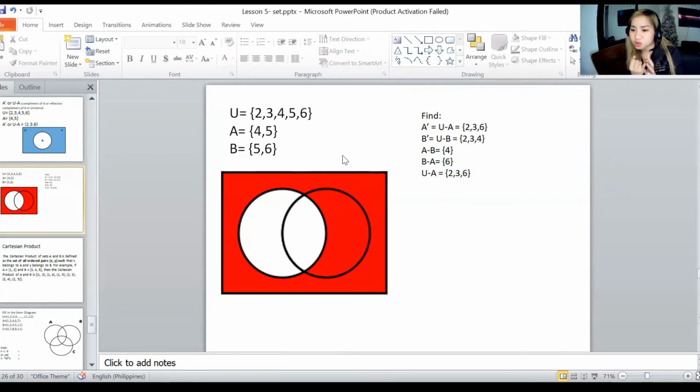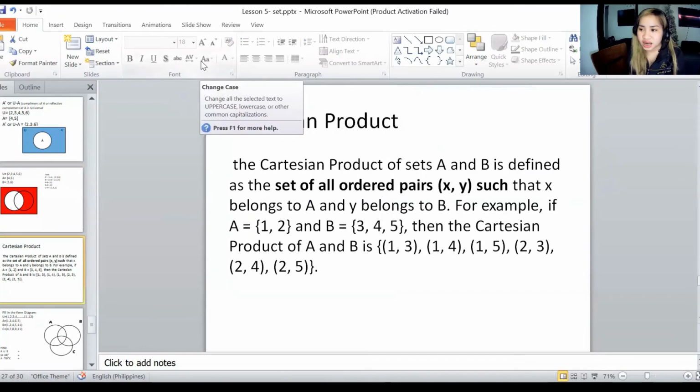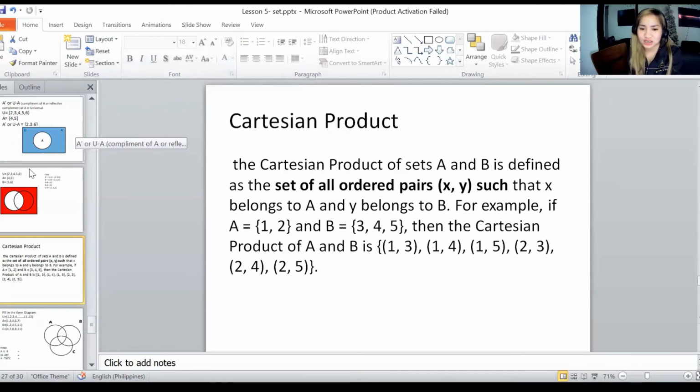We're done na sa unions, intersections, and complements. So, let's proceed na sa Cartesian product. Again, paki-review tong video ko. Medyo magulo. Pero, bibigay ko yung best ko para ma-explain siya ng maayos. Yan, mahirap din magturo ng walang estudyanteng nagtatanong.